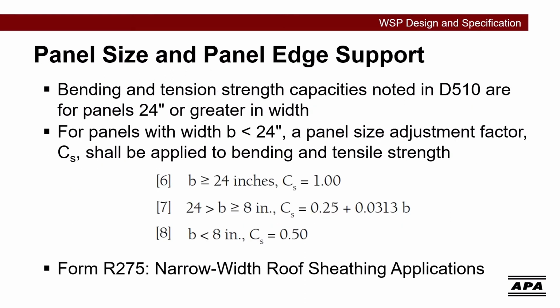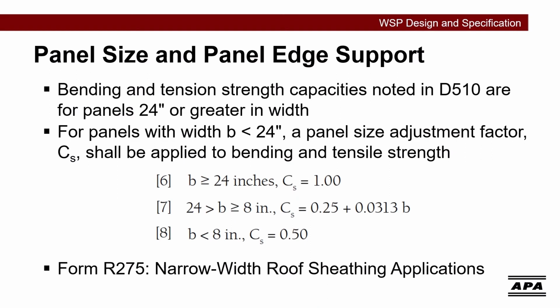Bending and tension strength capacities noted in D510 are appropriate for panels 24 inches or greater in width. For panels less than 24 inches in width, where failure could result in life safety concerns, a panel size adjustment factor, C sub S, shall be applied to the panel bending and tensile strength capacities as noted here. B is the panel width or dimension perpendicular to the applied stress in inches.